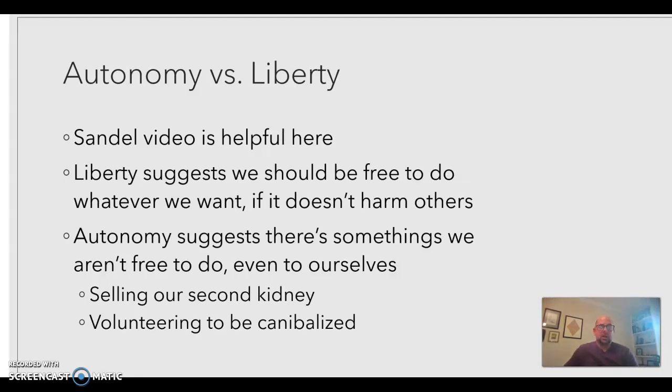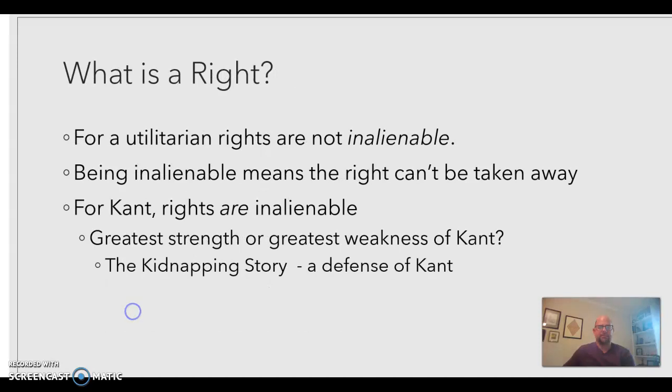But Kant would basically say about both the kidney and the cannibalization, well, the problem with this is you are the kind of being that can't be thrown away, and you can't even throw yourself away. So it's morally wrong to bring about your death by selling your second kidney or by being cannibalized. Doesn't matter if it's something you choose to do. So it's an interesting question, right? Some people would totally disagree with him. Some people would say, of course, that makes sense. So something for you guys to think about.